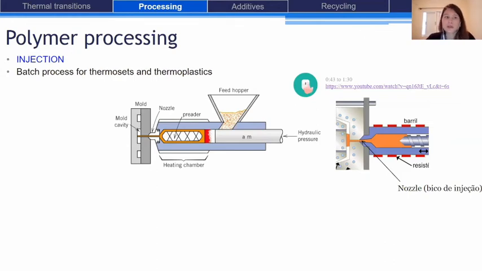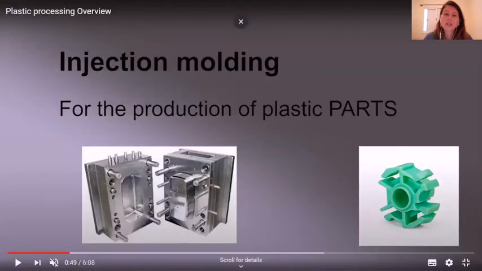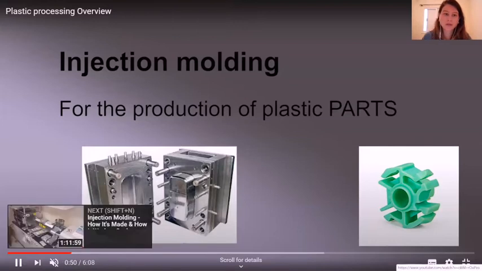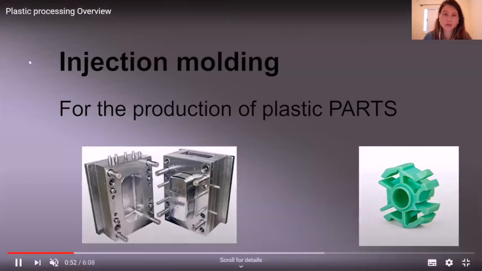Another common process is injection. It is a batch process used for thermosets and thermoplastics. So in injection molding, the melted polymer is injected into a mold. So here is a representation of a mold. It is composed of two parts that, once closed, form a cavity. So let's see how it works.